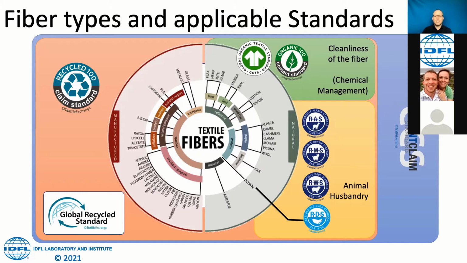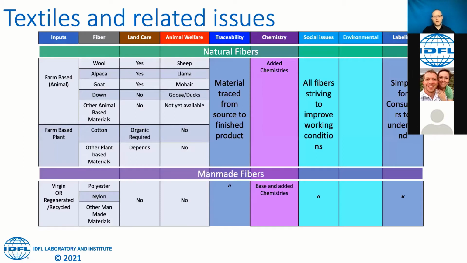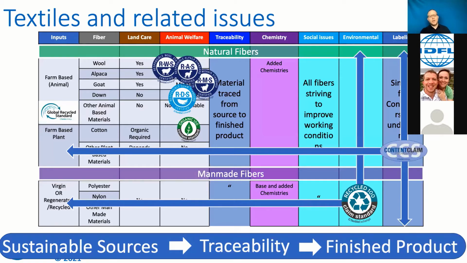In regards to the RCS and the GRS, the Recycled Claim Standard and the Global Recycling Standard, they want to make sure whether these materials are post-consumer or pre-consumer, or where they are coming from. As you look at each one of these different issues, here is the same thing shown in chart form. All of these different standards address different types of materials, and this is how the standards apply to each one. But once again, the main aspect is sustainable sourced inputs, traceability through the entire supply chain, and correct labeling on the finished product.